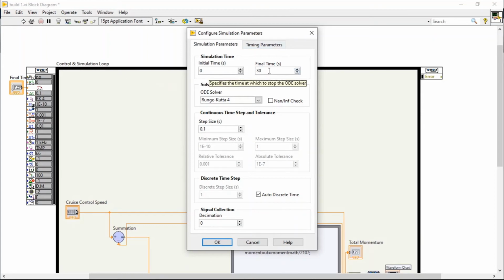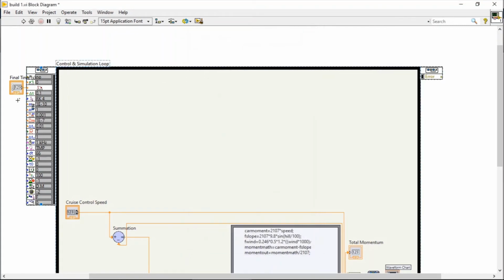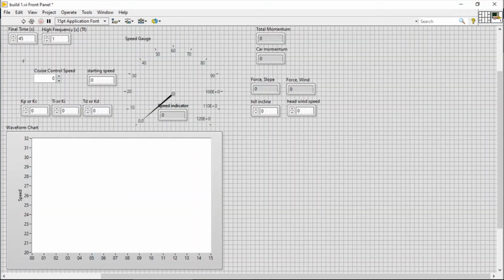So what I was saying, to avoid having to come in here and change this every time, I just went ahead and made this a control, and then you can control it in here to set this for whatever time you want it to be. The high frequency from the wave, like I said, I just left that at 1.